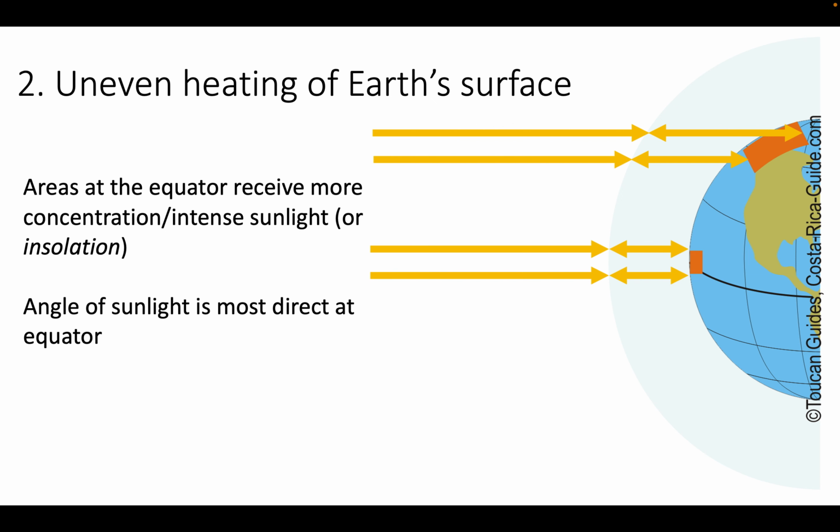The second phenomenon is the uneven heating of Earth's surface. Okay? Areas at the equator will receive more direct, more concentrated sunlight than areas at the poles because it's concentrated in a smaller amount of area, so that sunlight is more intense. It's at a more direct angle, whereas at the poles, it's coming in at an indirect angle, so that sunlight gets spread out over a larger area and is thus less intense.